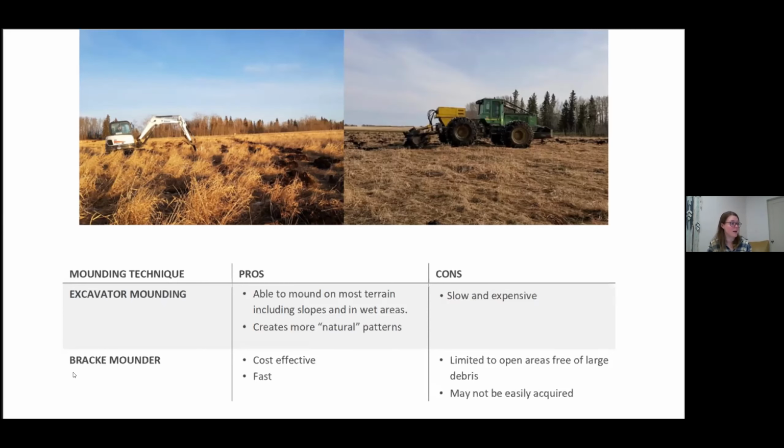As well, a Brachy Mounder. This is another piece of equipment you can pull behind a large tractor, and it essentially pulls up mounds as you drive along. So that's somewhat linear, though not like you think. It drives through the field and pulls around, causing mounds to be pulled up. There are lots of videos online if you want to see how that works. You can Google Brachy Mounder and you'll see some videos on how that functions.